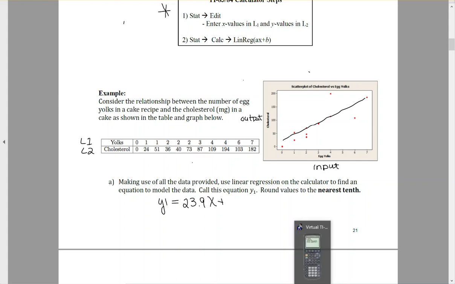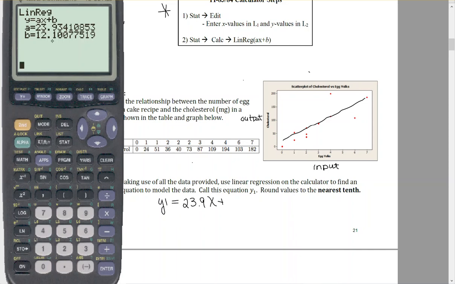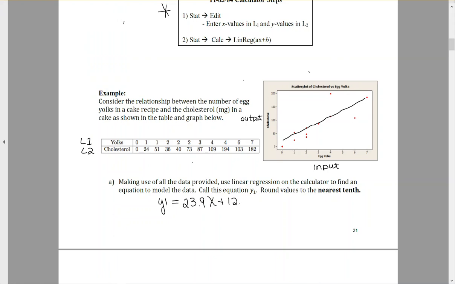And then I look back at my y-intercept, 12.1. I look to the digit right next to it to see if I need to round it up or not. And again, 0 isn't bigger than or equal to 5, so I stick with 12.1. And that's your equation. You can pick out your slope, which is approximately 23.9, and your y-intercept, which is 12.1.